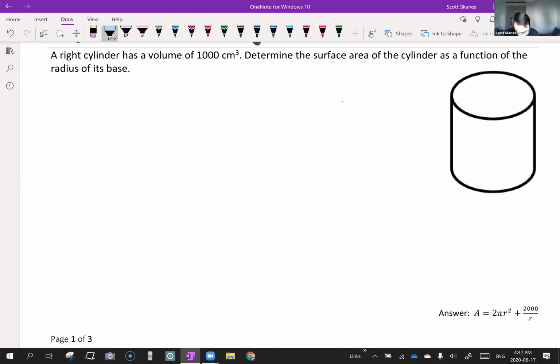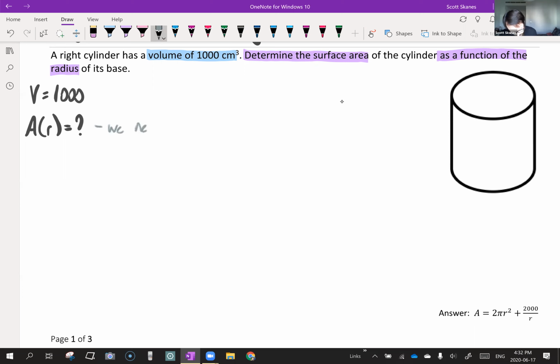Let's do this one. So it says a right cylinder, which is clearly what's written here, has a volume of 1,000. So I'm actually gonna write that down right now. Volume is 1,000. If I need it, I'll use it later. It says determine or figure out the surface area of the cylinder as a function of the radius of its base. So what we're really looking for here, we're looking for area as a function of radius. And in other words, we need the area, what's the best way to put this?